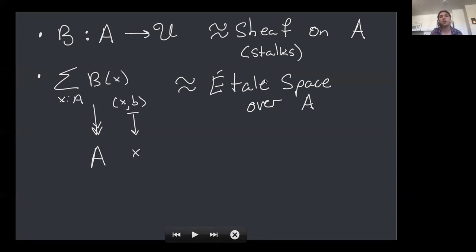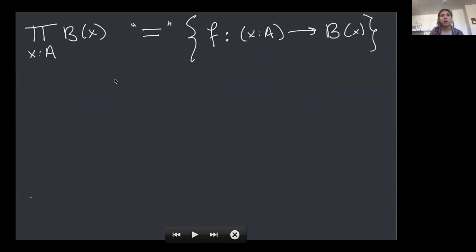And there's a natural projection of the total space down to my base space, where I take (x, b) and I just forget about b. I only remember what my base point was. Okay.